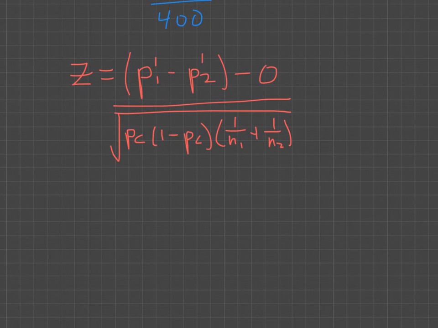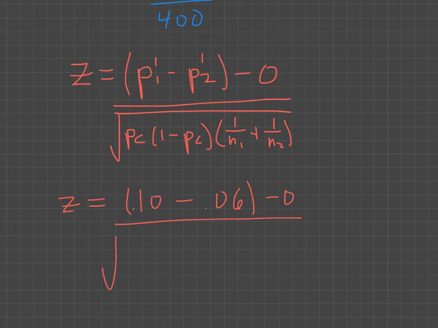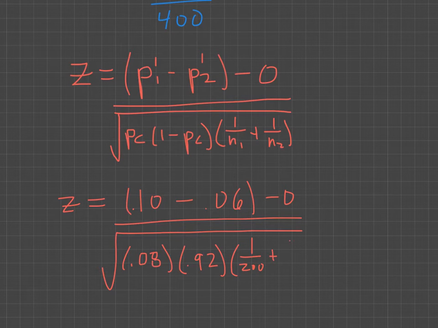All right, so let's plug those things in to get z for this example. So p prime 1, 0.1, minus p prime 2, 0.06. Then all over the square root. pc we said was 0.08. So 1 minus pc is going to be 0.92. And then we've got 1 over 200 plus 1 over 200. And plugging that into your calculator, we're going to get a z-score of 1.47, rounding to 2 decimal places.